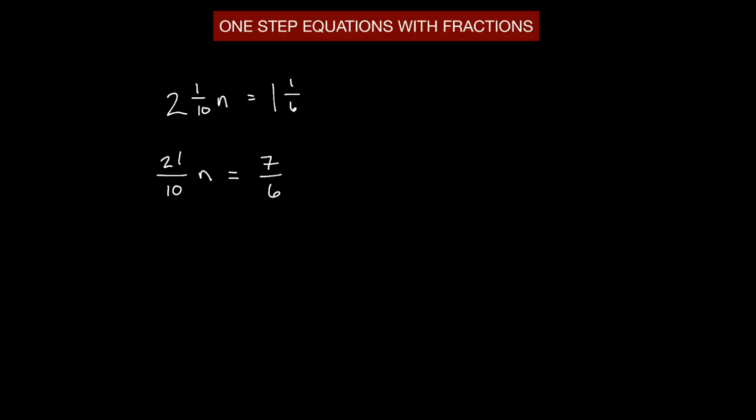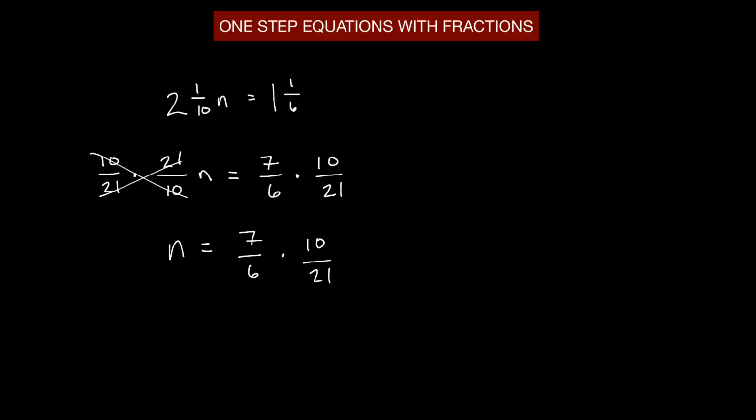Now to get rid of this multiplication, so we're multiplying 21/10 by n. To get rid of this multiplication problem here, we could simply multiply by the reciprocal. So the reciprocal looks like this, times 10 over 21. And whatever you do to one side, you have to do to the other side. So 10 over 21 times 21 over 10, that cancels out into 1, so we're left with n equals 7 over 6 times 10 over 21.